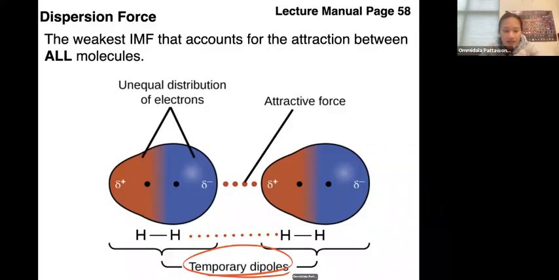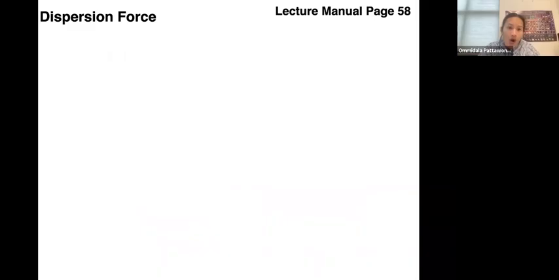The reason why it's temporary is because if you're looking at the bond within this, right, this bond right here is non-polar, which means that the electrons within this molecule should have equal distribution, right? Because they are going to pull electrons equally. So how can we observe unequal distribution of electrons? This unequal distribution of electrons in the non-polar molecules occurs when you're looking at the instantaneous moment.